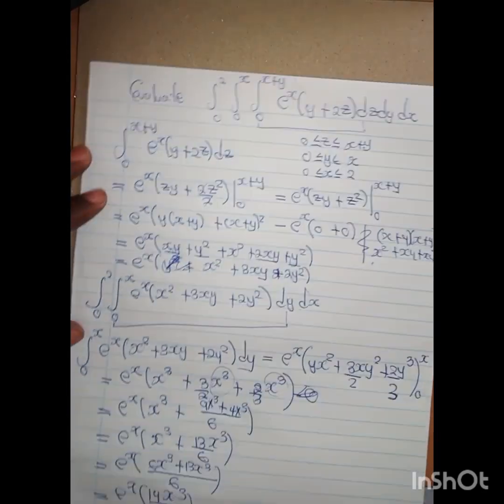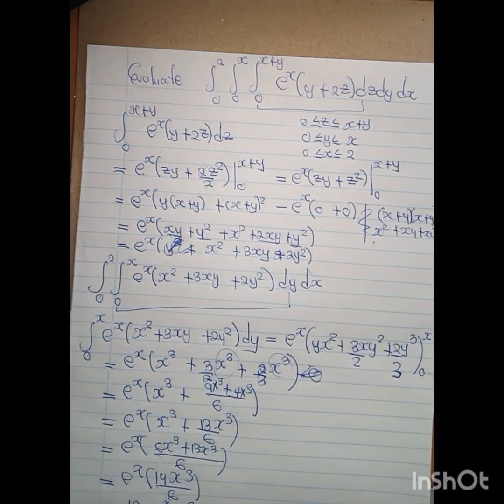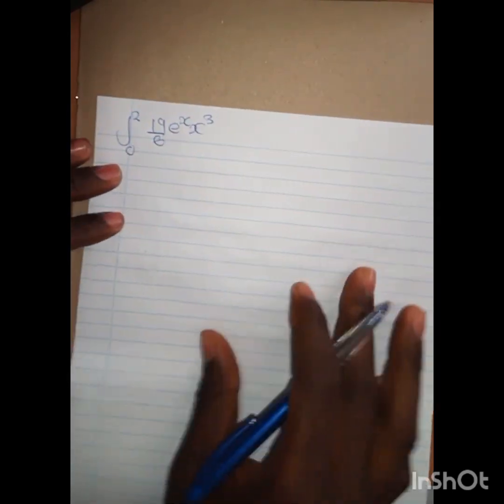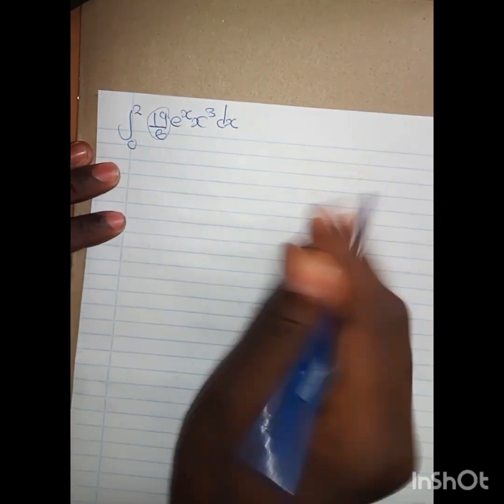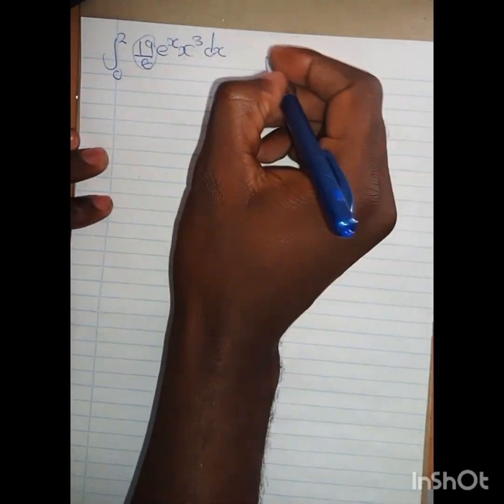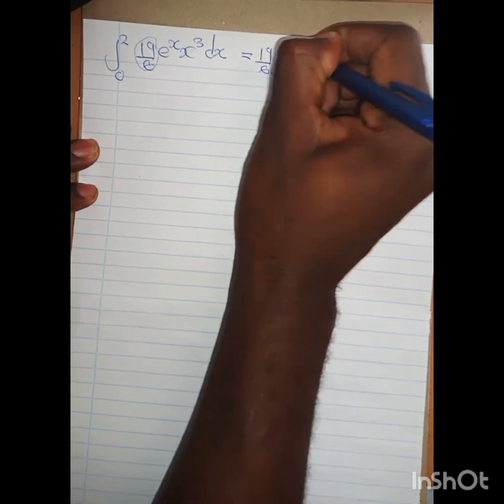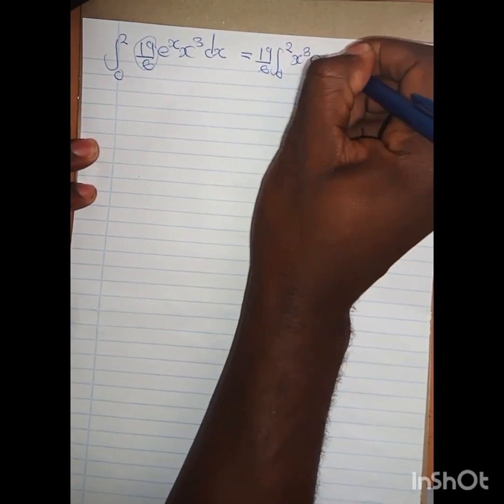Then check, we have dy. dy is one thing with this term. Then what is left now is the x. So let me put in the x. The constant, remember, let us take it out. And then we have 19 over 6, integral from 0 to 2. What remains is x cubed e to the x.